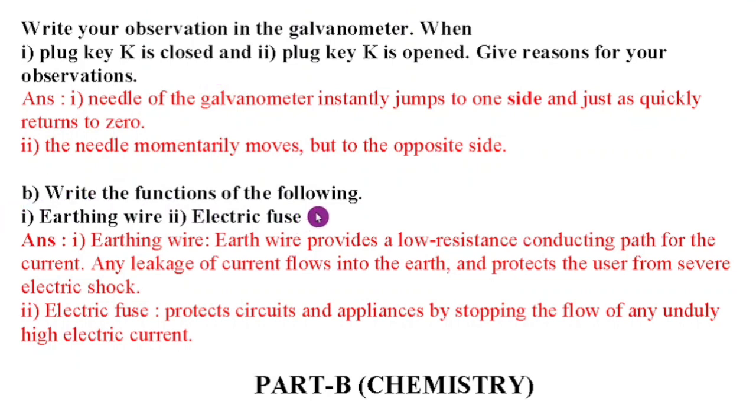B question, write the function of the following: earthing wire and electric fuse. The earth wire provides a low resistance conducting path for the current. Any leakage of current flows into the earth and protects the user from severe electric shock. The electric fuse protects circuits and appliances by stopping the flow of any undue high electric current. These are the functions of the earthing wire and electric fuse.